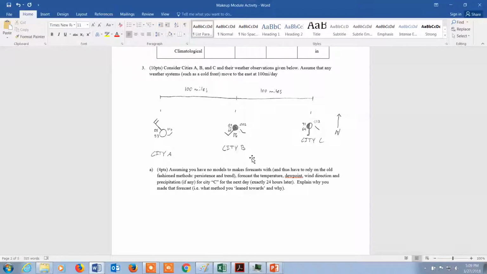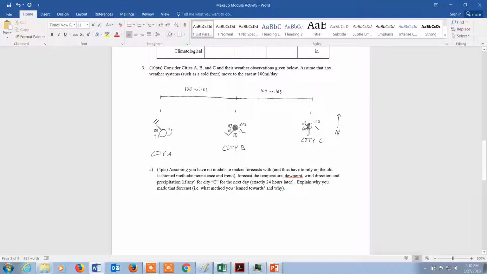So here I have 3 different cities, and they're each 100 miles apart. And I label them City A, City B, and City C. And at each station, or at each city, I also give you a station model showing the conditions. If you don't remember what a station model is, information on station models was all the way back in Module 1. But I can just give you a quick crash course here.